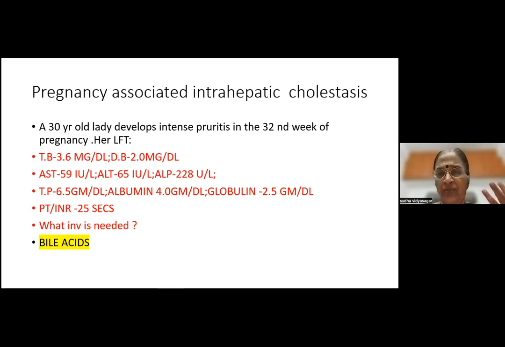In the context of a person who is pregnant, this pregnancy-associated intrahepatic cholestasis usually begins at the end of the second trimester and in the third trimester. So that is why we think that in the context of this, it could be intrahepatic cholestasis.